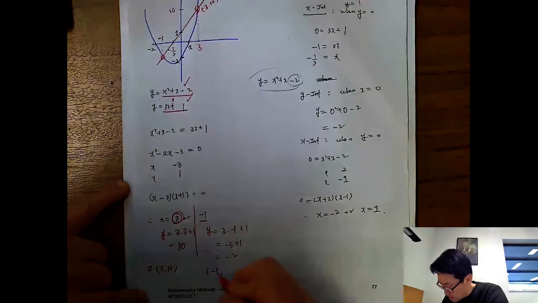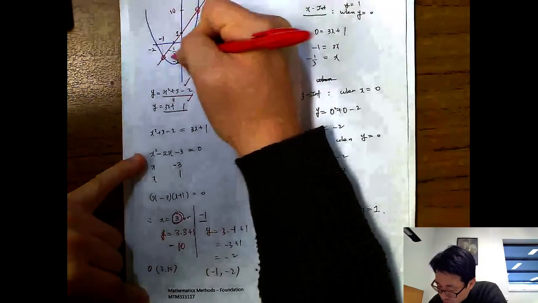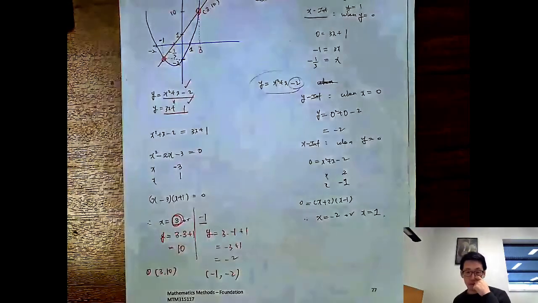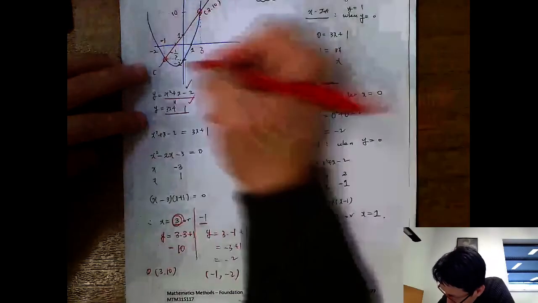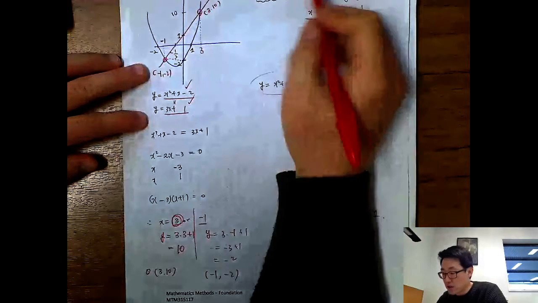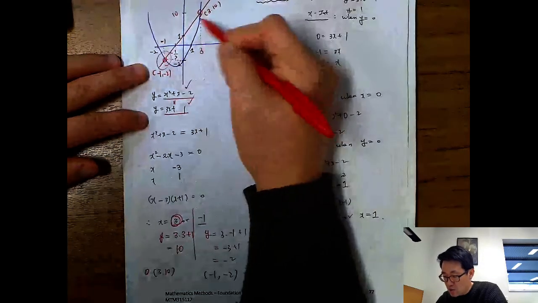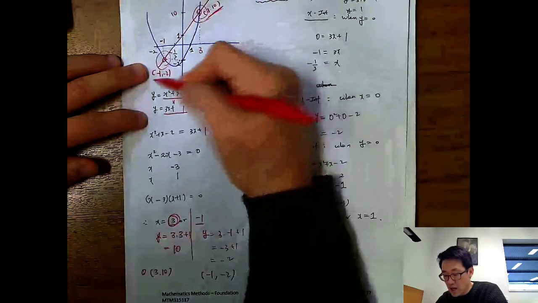So when x is minus 1, y is minus 2. Not very correct, and I'll indicate it, minus 1, minus 2. So let's go back and check. Show any point of intersection. I show 2 points. Make sure you indicate it.